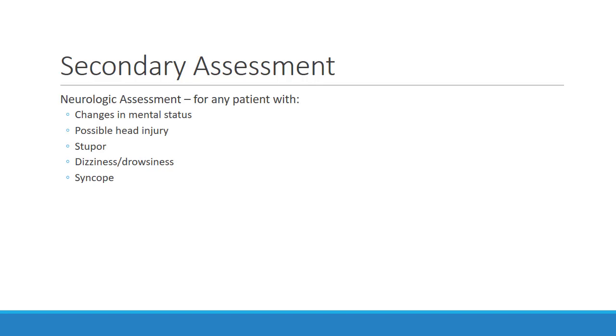Next, we'll move on to our neurologic assessment. This is for any patient with any of these, or anytime you think you need to do a neurologic assessment. So any patient with changes in mental status, possible head injury, stupor, dizziness or drowsiness, or syncope. We'll talk more about each of these as we move through the course. Syncope can be a symptom of a lot of different things. It can be a symptom of cardiovascular problems, or of neurologic problems. So we'll talk a lot about syncope as we get into different medical conditions.